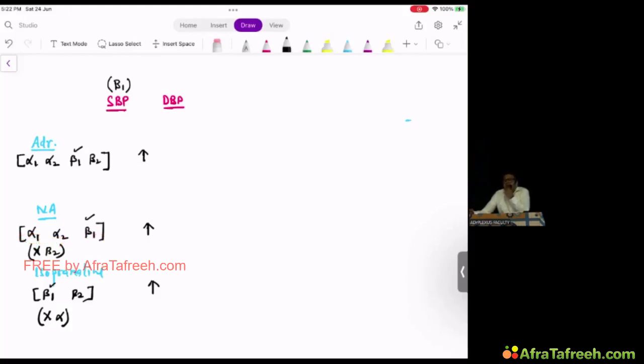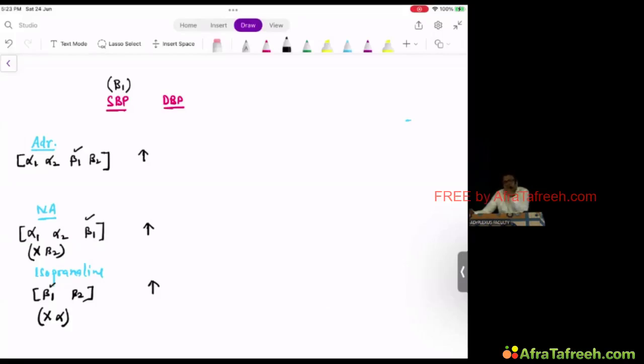Diastolic BP. What is diastole? The heart is relaxing. So why doesn't BP fall to 0 during diastole? The heart is relaxing, so BP should fall to 0. But does it fall to 0? So what maintains BP during diastole?